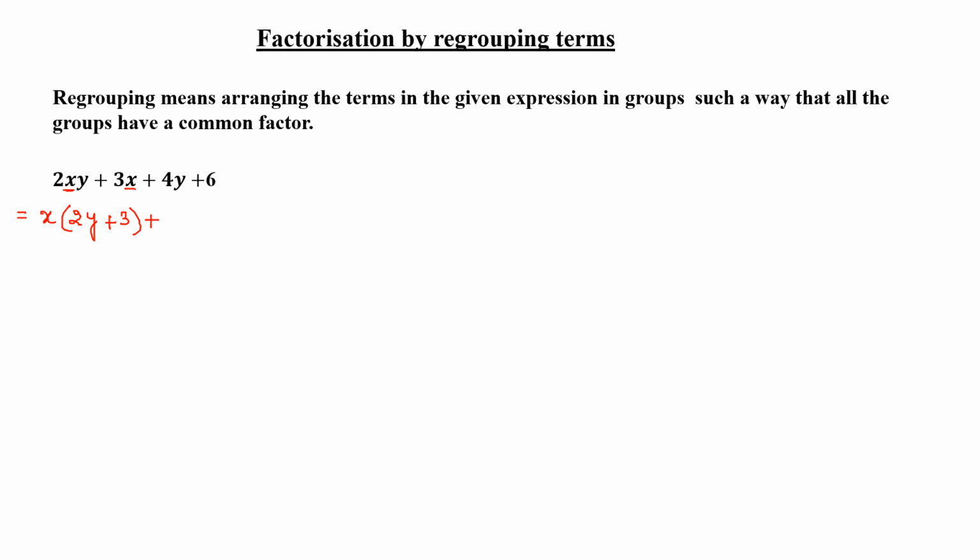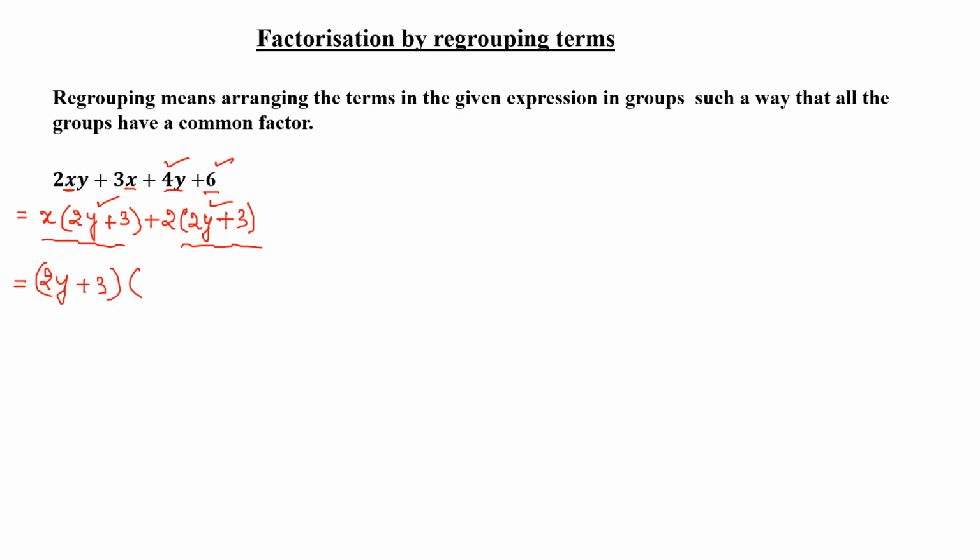Now in the second, these 2 terms, 2 is common because 2 is the highest common factor of 4 and 6. So 2 times 2y will give me 4y, plus 2 times 3 will give me 6. Now if you see your first term and the second term, you can see 2y plus 3 is common in both the terms. So now I will take 2y plus 3 as common.